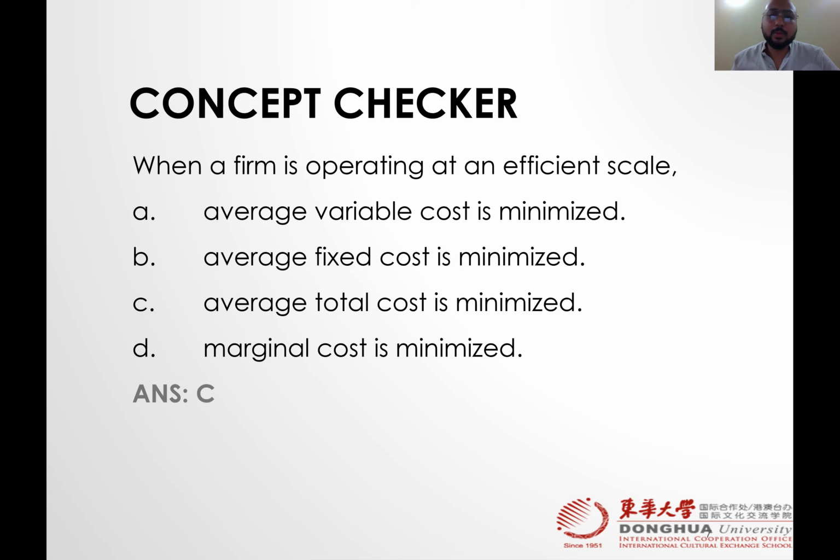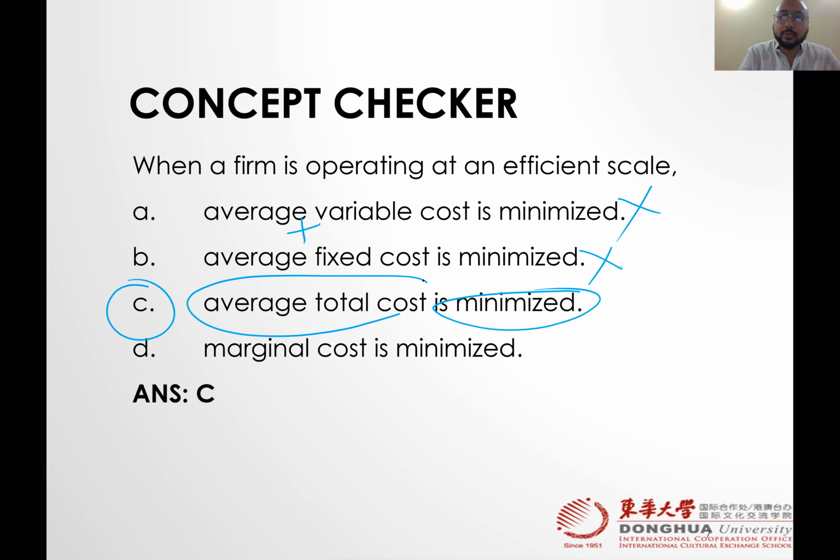Who can answer? Oh, okay, I just pressed it. C, my bad. So C is the answer. Why is that? Because average total cost is minimum. Not average fixed cost. We don't have to do with the fixed cost or the variable cost, because both average fixed cost and average variable cost make up average total cost. So we have to minimize the average total cost. That's it. That area is called efficient scale.